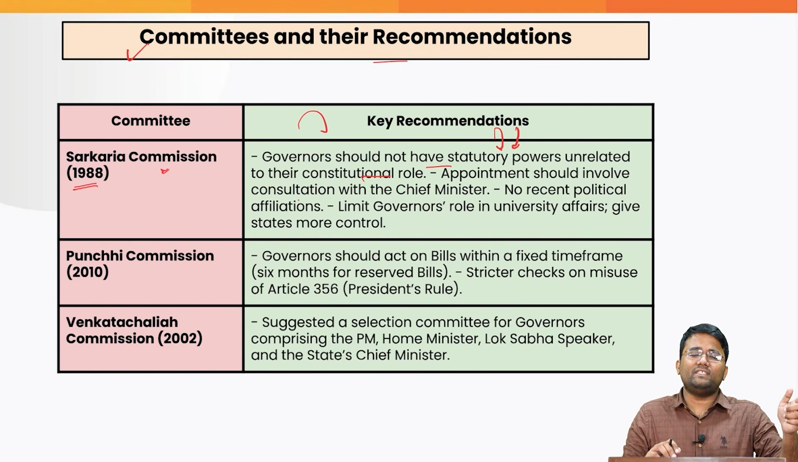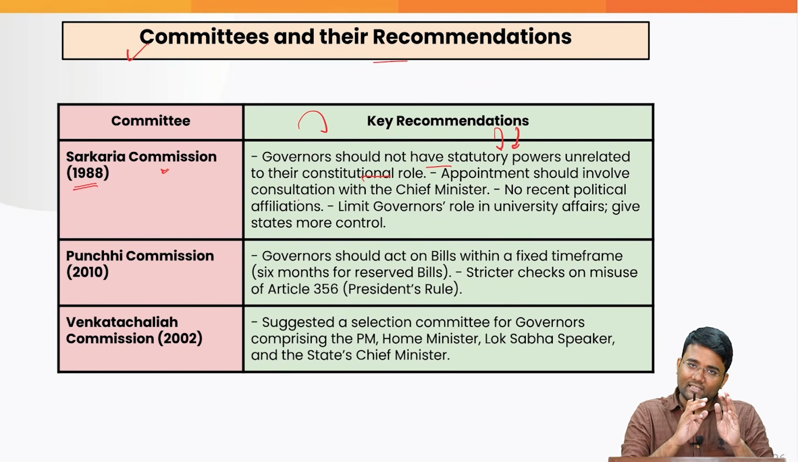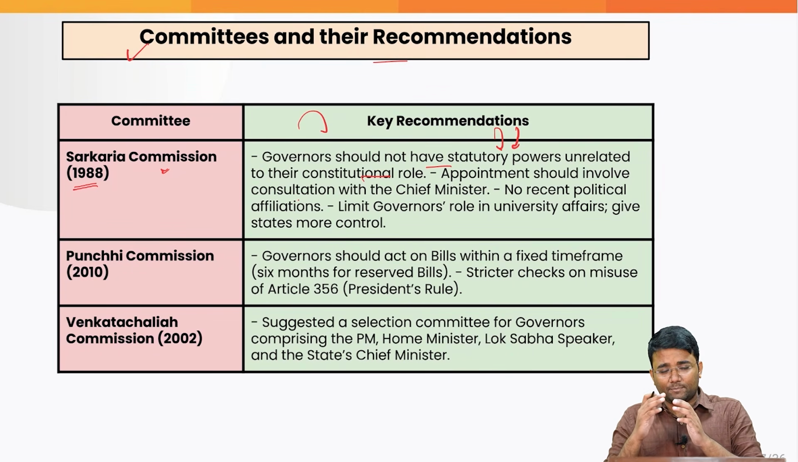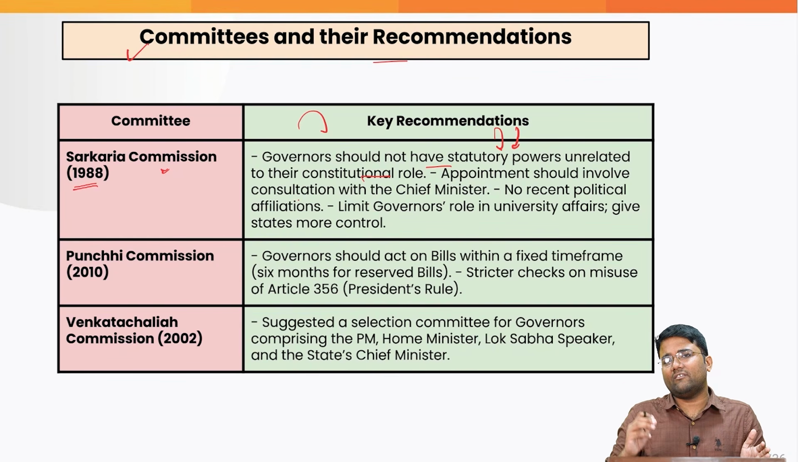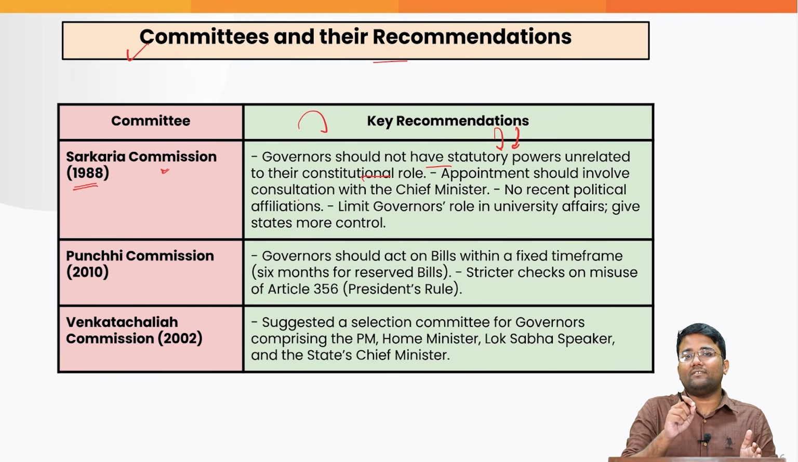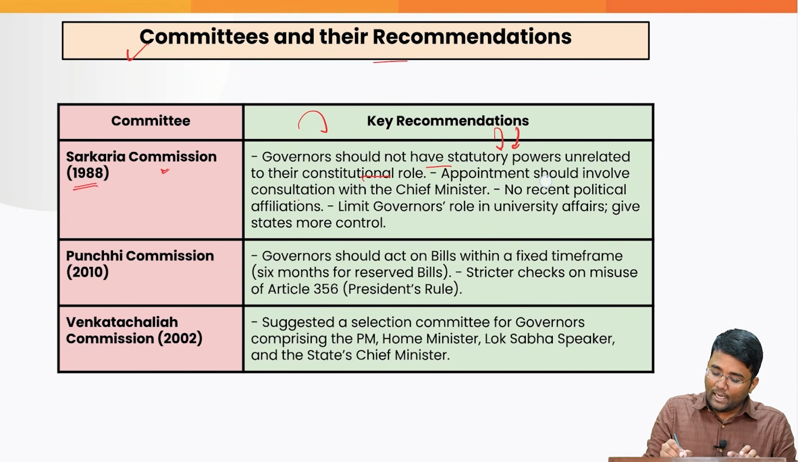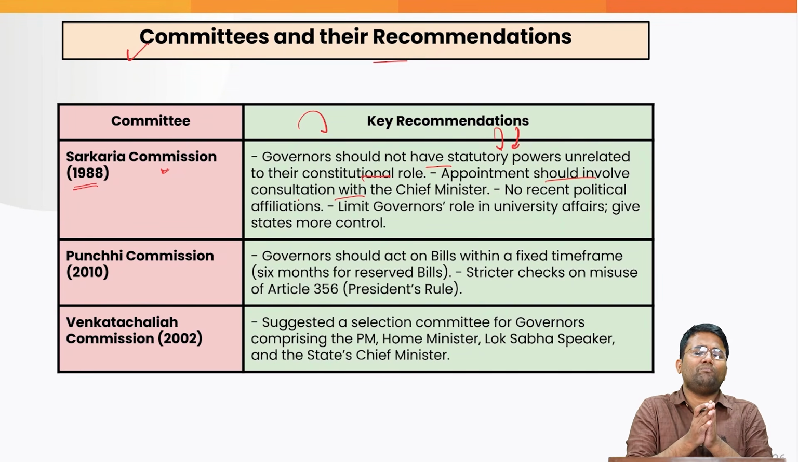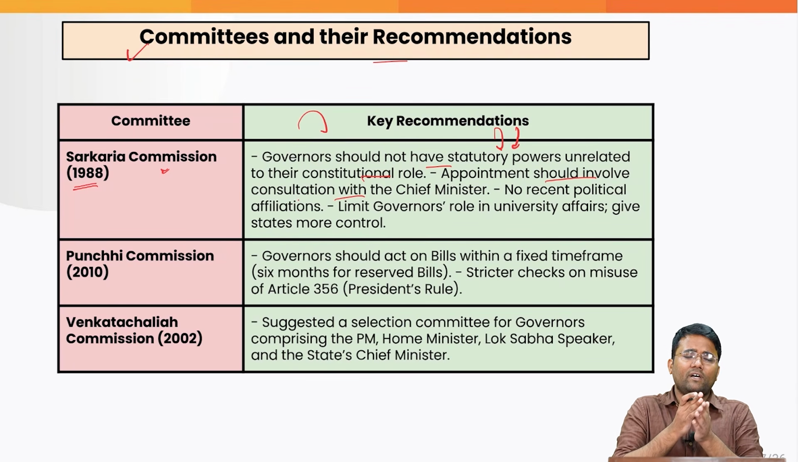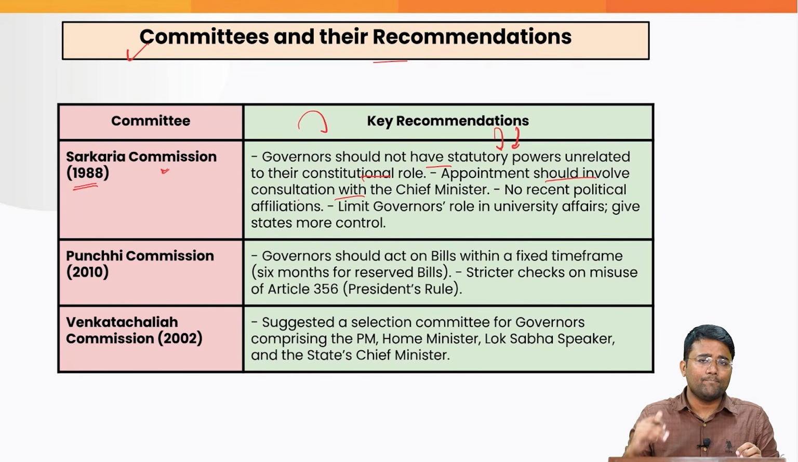The appointment of VC, this power is again given to the governor itself, and that time and again creates controversy, especially in the cases where there is a different government at the center and a different government at the states. So if fewer statutory powers are given, that will help in reducing the political tensions. Also, the appointment should involve consultation with the chief ministers, because the governor and chief minister will have to work in sync to ensure proper governance of the state.